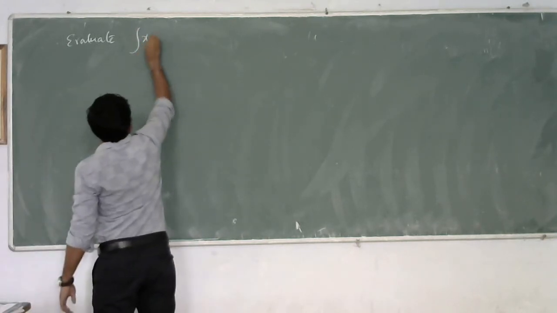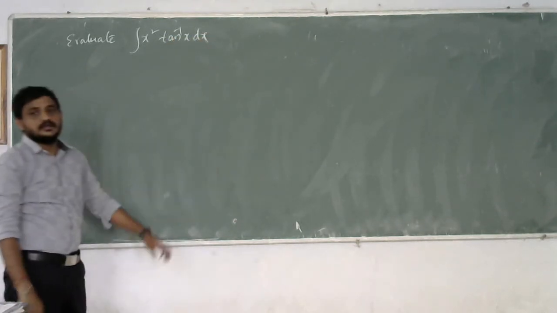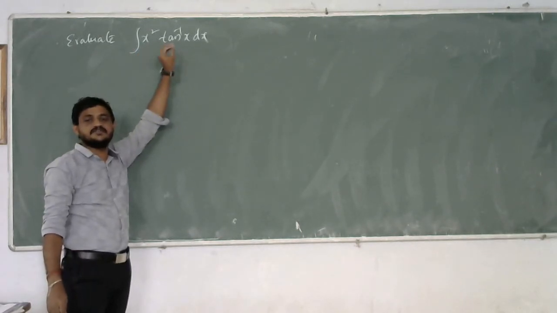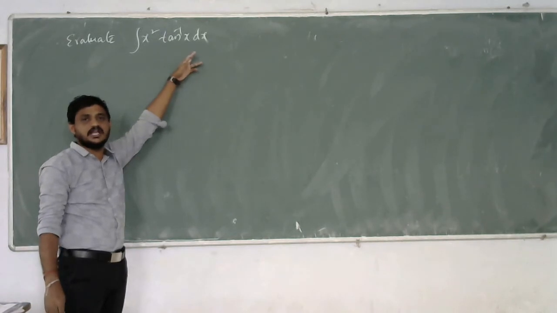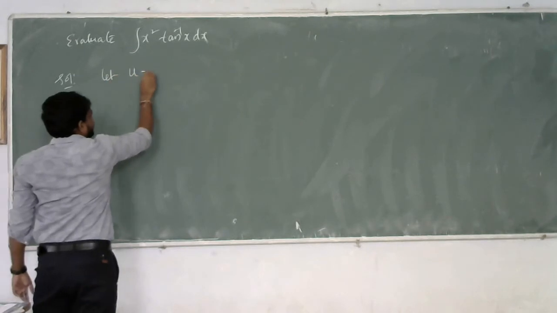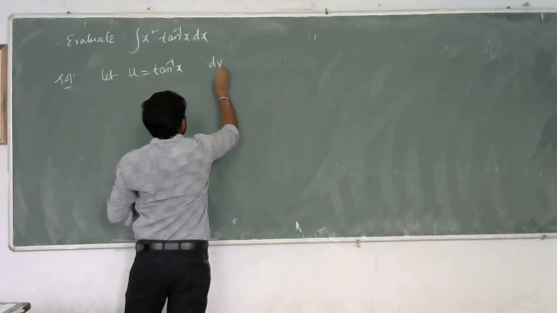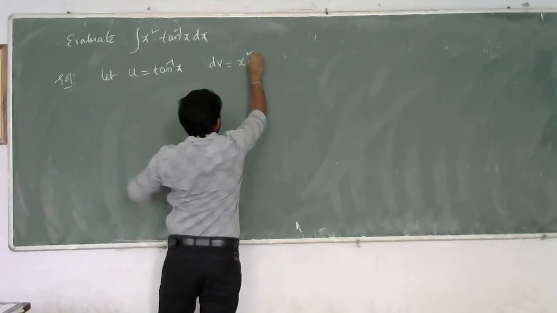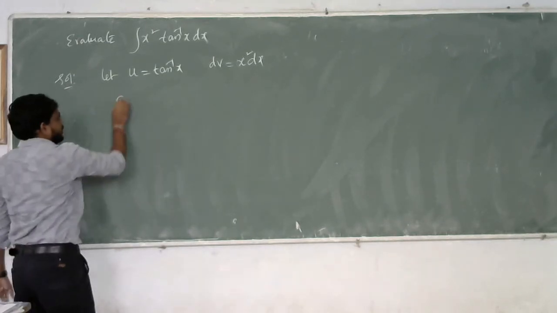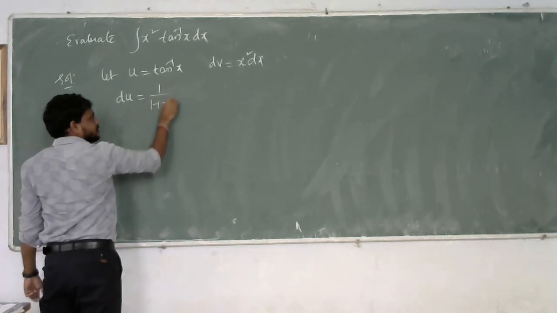Evaluate integral x square into tan inverse of x into dx is the question. Evaluate x square into tan inverse of x. Again, tan inverse of x is an inverse trigonometric function, so we have to take this value as u. So let u equal to tan inverse of x. Then dv value will be this x square and dx. Then we have to find du value. So differentiation of tan inverse of x is plus 1 by 1 plus x square into dx.